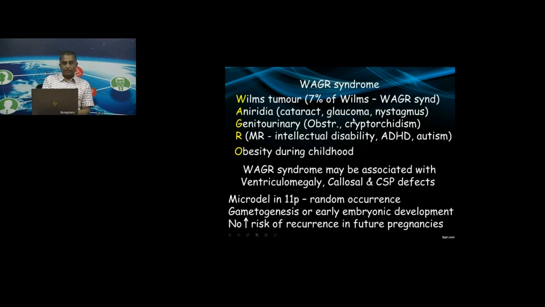Now, we also have some literature which says that WAGR syndrome is associated with ventriculomegaly, callosal and CSP defects, and we had a small CSP in our index case, and we also did see ventriculomegaly. So this is a random sporadic event. The sporadic rare microdeletion occurs in gametogenesis or during early embryonic development, and there's no increased risk of recurrence in future pregnancies. This is important for counseling. This is important to fix a diagnosis in terms of a microdeletion.